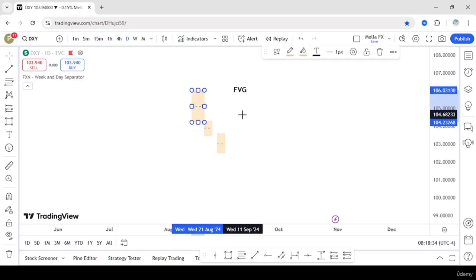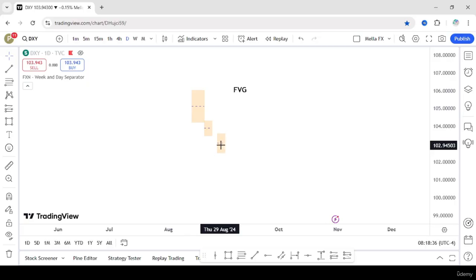In the fair value gap, these three candles should be consecutive to one another. They have to be following one another, and assume that this is a candle or a candlestick. For smart money concepts, the fair value gap helps us to identify areas of support and resistance in price, and it helps us in price action.